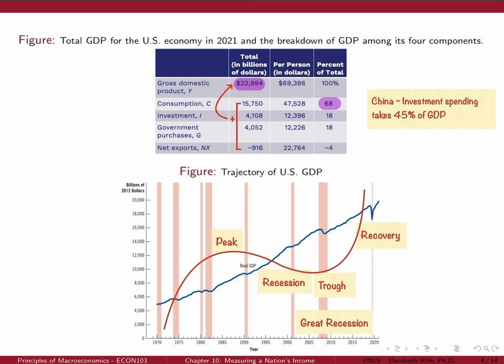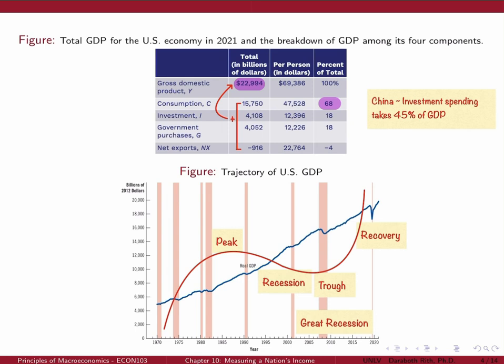It is important to note that the proportion of each component can vary significantly between different economies. For instance, in China, investment spending takes the highest proportion of GDP, accounting for 45%. This variation highlights how different economies allocate their spending differently based on their economic priorities and development stages.